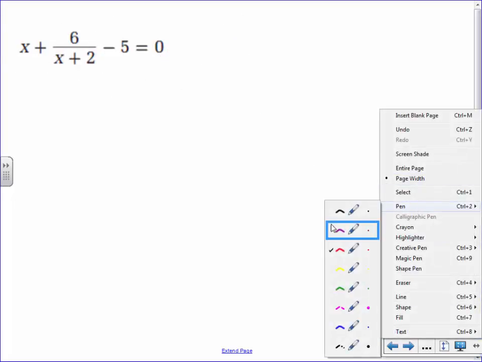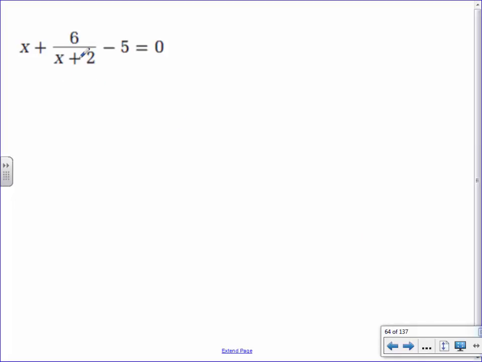What you may find useful on this one is why don't you subtract the x to the other side?